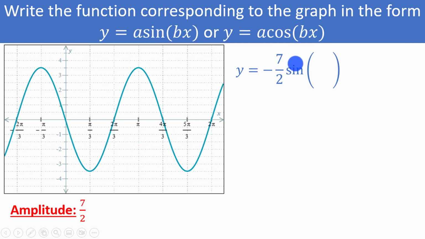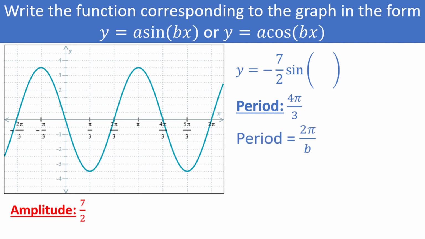Let's try to identify the period of this function. How long does it take for this function to start repeating itself? Well, at the beginning of the period, we are at y equals 0 and decreasing from there. So when is the next time that this function is at 0 and decreasing? Well, that would be over here at 4 pi over 3. So that means the period must be 4 pi over 3.